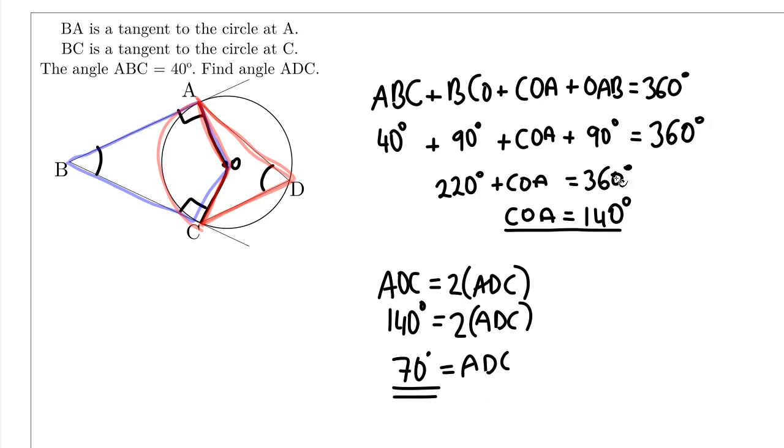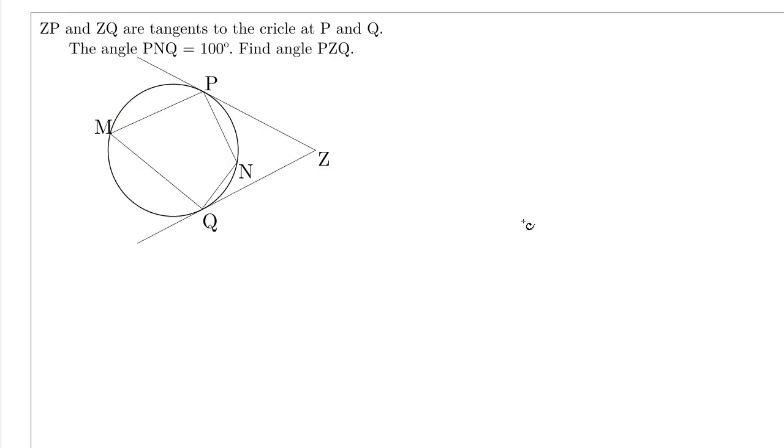And if you had to give reasons, this reason is angles in a quadrilateral add up to 360, and this reason would be angle at the center is twice the angle at the circumference from the same arc. There you go. Okay, on to the last question. The lines ZP and ZQ are tangents to the circle at P and Q. The angle PNQ is 100 degrees. This angle here is 100 degrees. Find the angle PZQ.